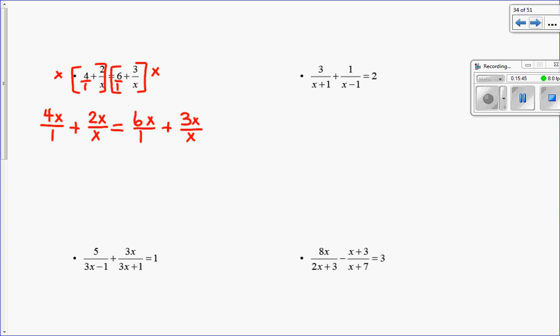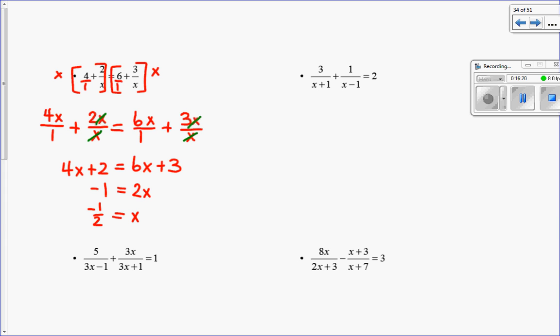I can see right now that this x will cancel this x will cancel this x. So what I really have left on this side are 4x plus 2 equals 6x plus 3. I'm going to subtract 4x from this side, subtract 4x from this side. I'm going to subtract 3 from this side, and then x is equal to negative 1/2.